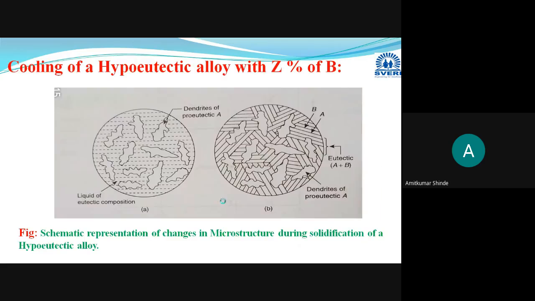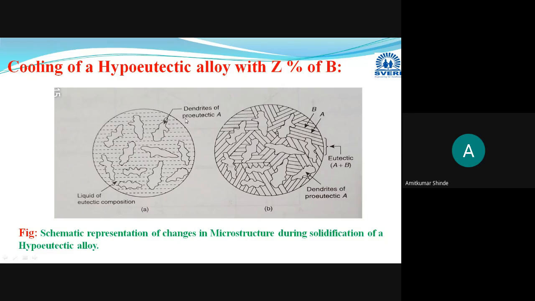Now we will move towards this diagram. Here, from 1 to 2, only liquid is there. Then when the temperature falls below point 2, element A will start separating out. This is shown in this diagram. Diagram A will show the microstructural changes occurring from point 2 to 3. From the liquid, element A is separated, and this element A will be termed proeutectic A, or it is also known as free A or primary A.